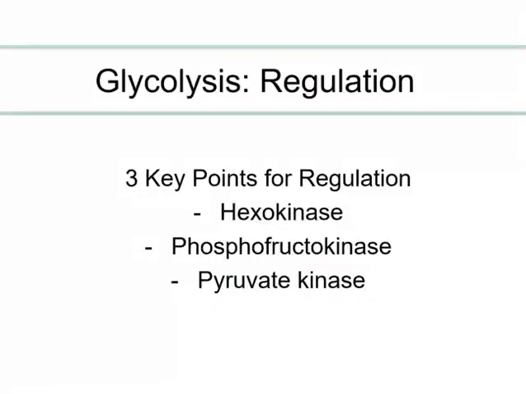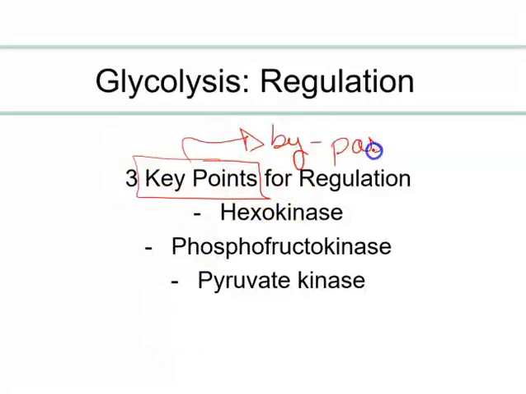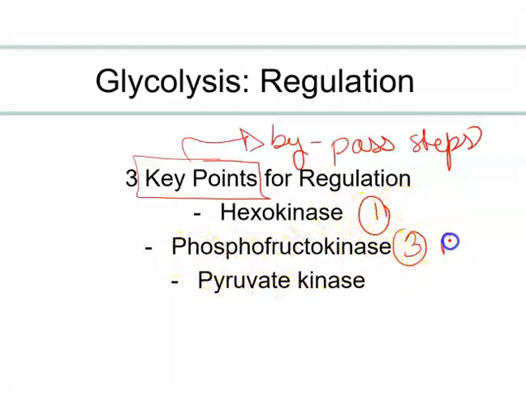We are going to focus on the 3 key points for regulation or reciprocal regulation of glycolysis and gluconeogenesis. So these 3 steps are the bypass steps. And they are step 1 of glycolysis, catalyzed by hexokinase, step 3 of glycolysis, catalyzed by phosphofructokinase 1, and you always got to say 1 because there is a phosphofructokinase 2 that you're going to see in a couple minutes. And then step 10 of glycolysis, which is catalyzed by pyruvate kinase.